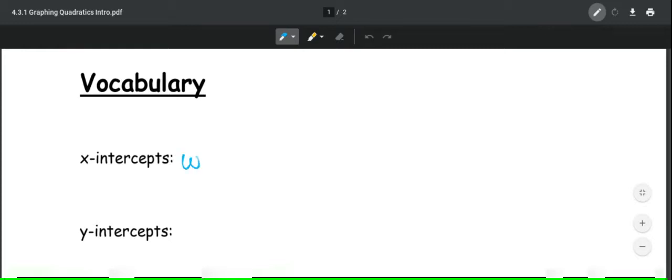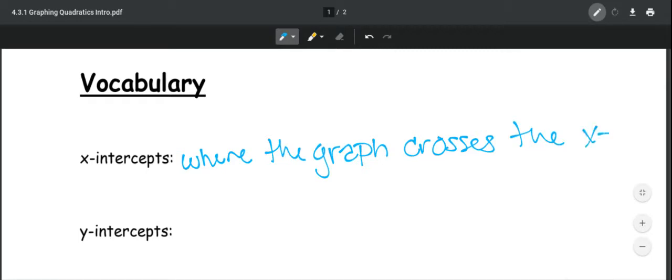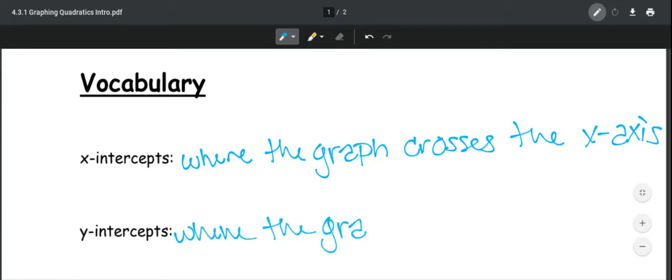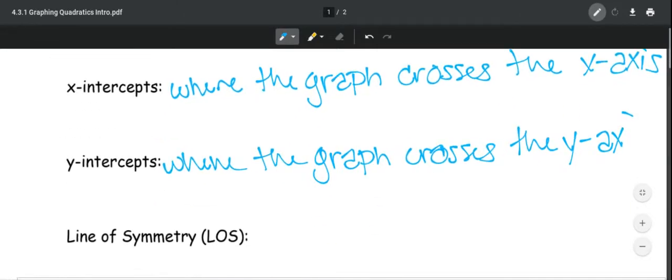X-intercepts are where the graph crosses the x-axis. So you can guess the y-intercepts are where the graph crosses the y-axis.